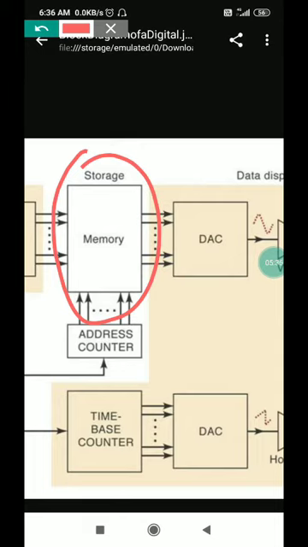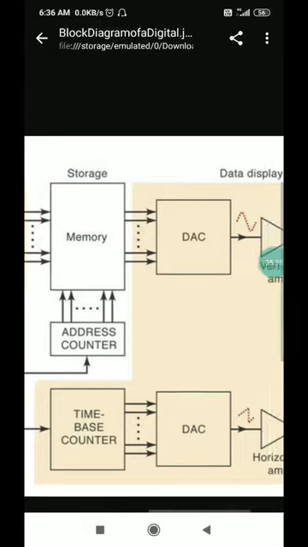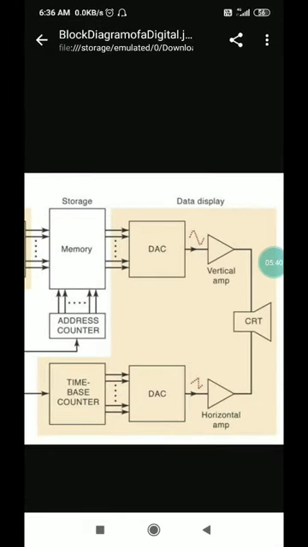The further block is the display unit, or data display unit, which consists of a few blocks. What is the purpose of the data display unit? The data display unit will take the signal from memory, create the waveform and show it on the screen.